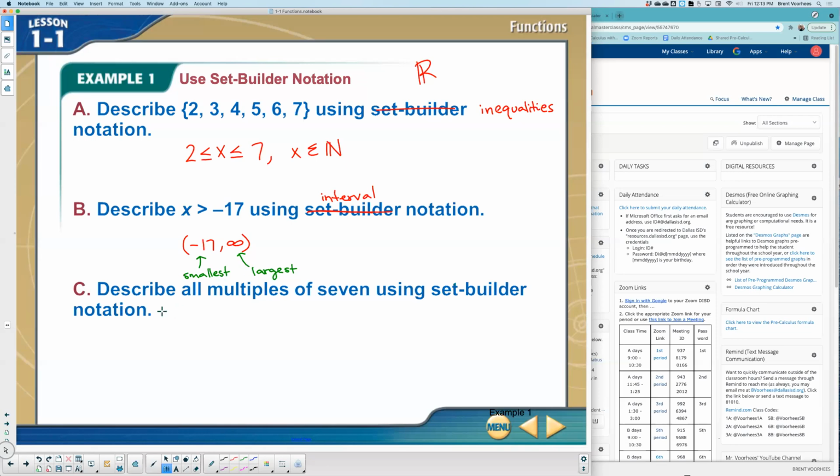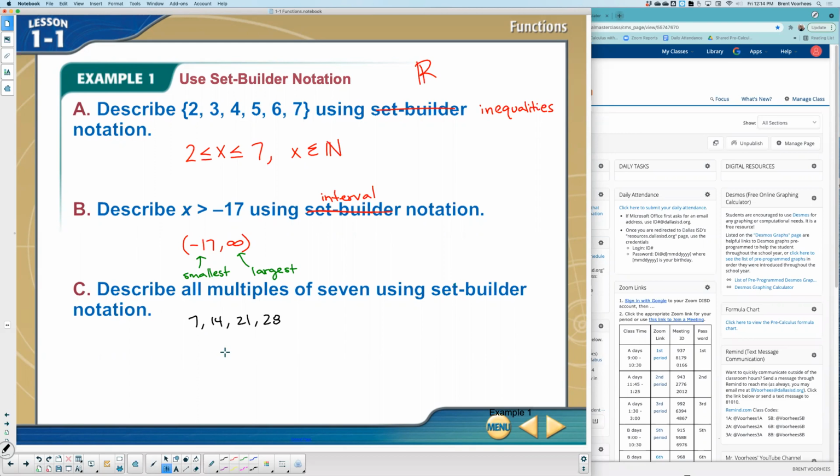And finally, part C, describing all multiples of 7. I don't want to spend too much time here, and so I'm not. But what I will show you is if you were to write those out, multiples of 7, you would have like 7, 14, 21, 28, etc. Now, I'm not going to spend any more time on that. We're not going to use that this year. I have other things I'd rather spend time on.